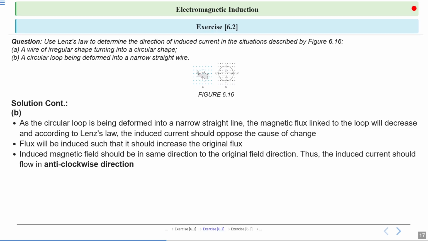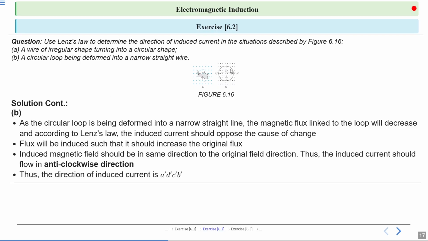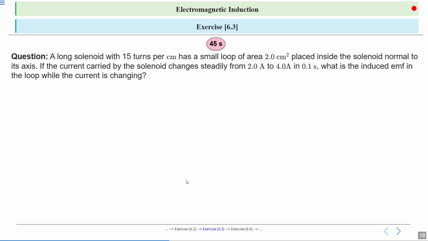So point your thumb in the outward direction and curl your fingers. Thus the induced current should flow in the anti-clockwise direction, that is, along A dash, D dash, C dash, B dash in the anti-clockwise direction. Got it? Next question. Exercise 6.3.